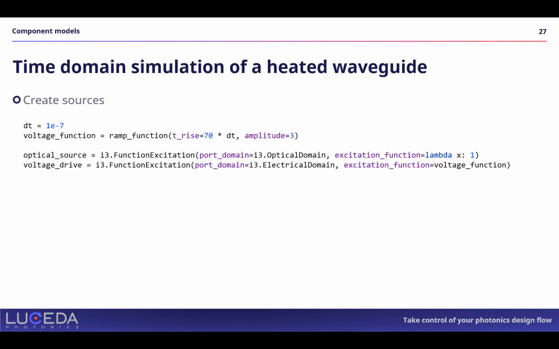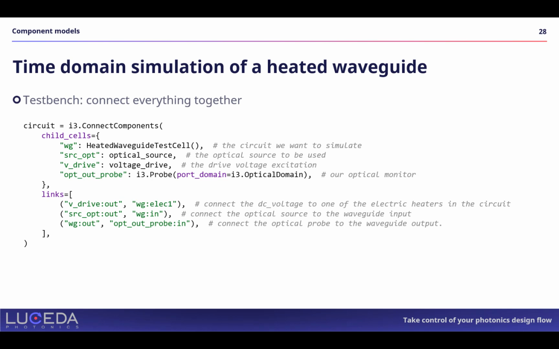To run a simulation, we also need to specify some sources. We're going to send a constant optical signal through the waveguide while linearly increasing the applied voltage. We start by creating a time step variable for our simulation, dt, and then we create our driving voltage function, which is a ramp function. We will create a constant unitary optical source and the driving voltage using the ramp function. Then we use i3.ConnectComponents to connect our component to the optical and electrical sources and an optical probe.